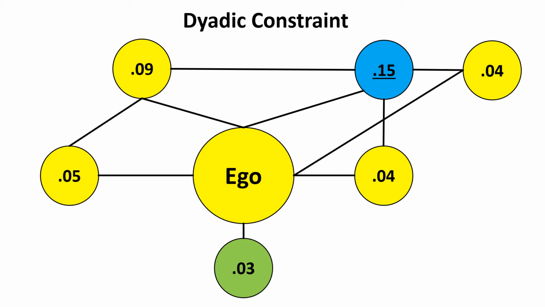So again, an alter that is connected to a lot of the other alters in that specific ego network has a high dyadic constraint value on that ego.